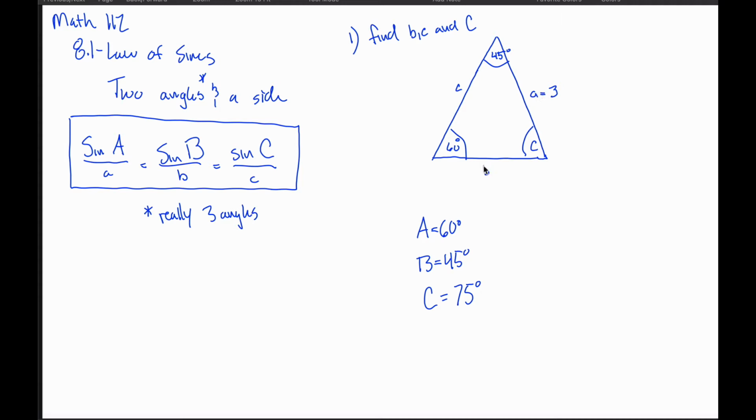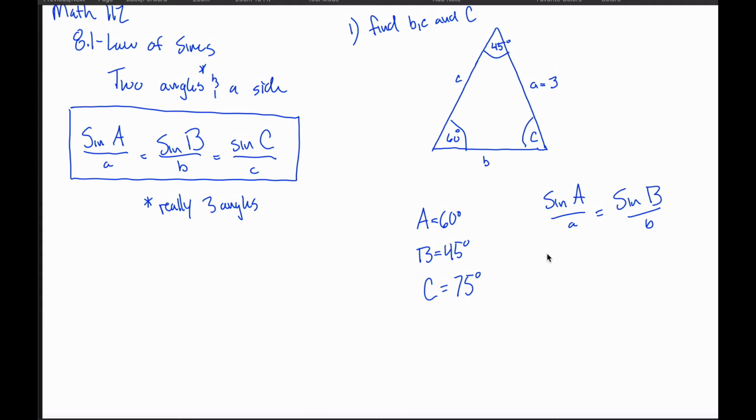If I know little a and I want to know little b, I'm going to take the first two of these and I'm going to say the sine of capital A over little a must be the same as the sine of capital B over little b, and then I'm going to plug in the information that I have. Capital A is 60 degrees, so the sine of 60 degrees divided by whatever little a is, 3 in this case, must be the same as the sine of B. B is 45 degrees, divided by little b, which is the thing that I don't yet know.